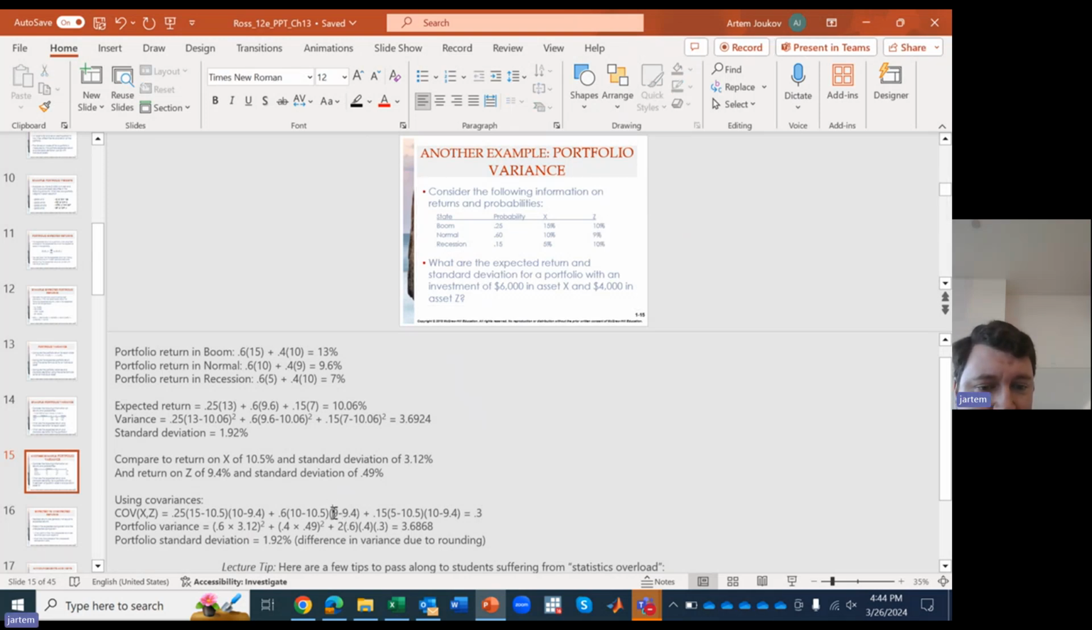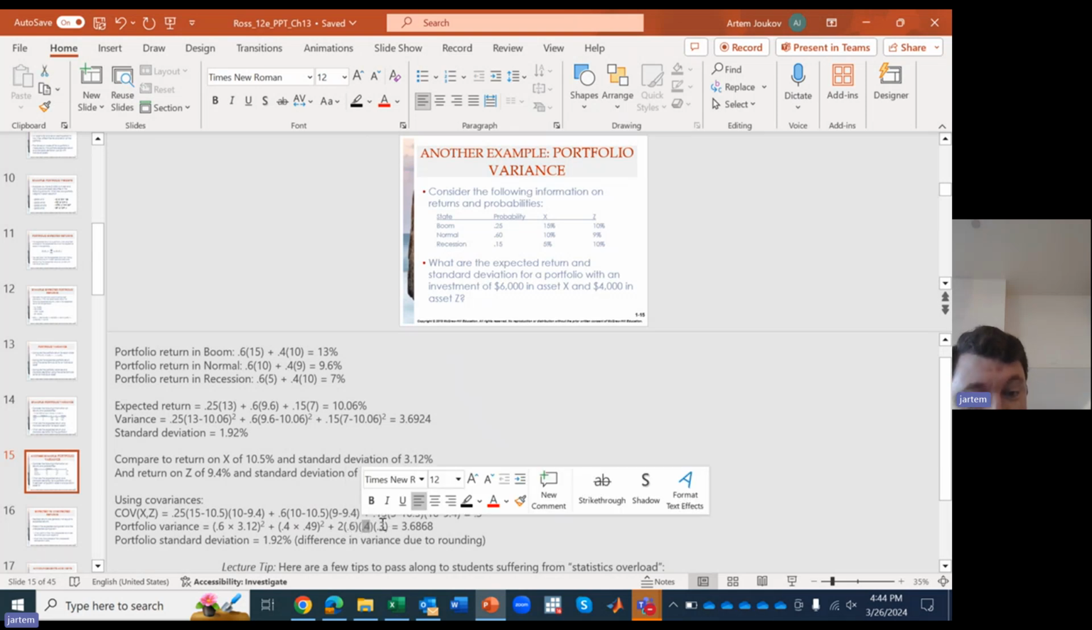Okay, so you're subtracting the actual return in the normal state minus the expected return of Z across all states. And then you get a covariance of 0.3, and then you can calculate the portfolio variance by taking 0.6 times 3.12. There's your 3.12, by the way, squared, plus the weight 0.4 times 0.49. There, that's your 0.49, plus 2 times 0.6 times 0.4 times 0.3.